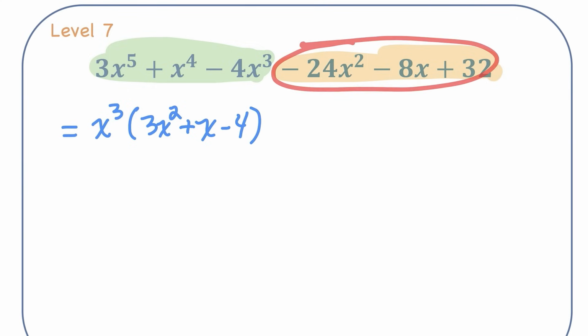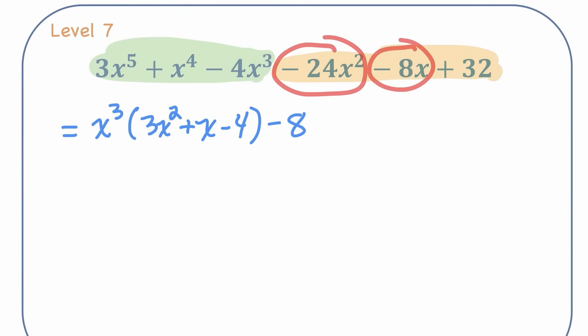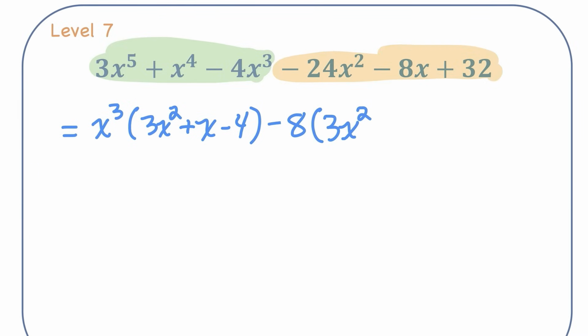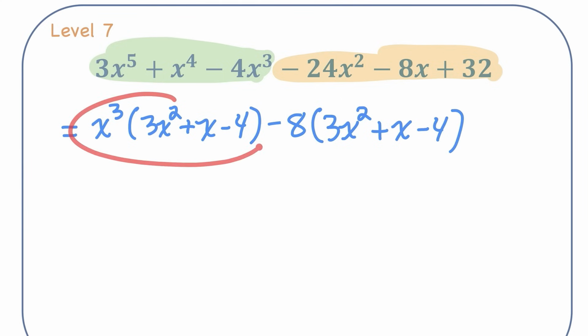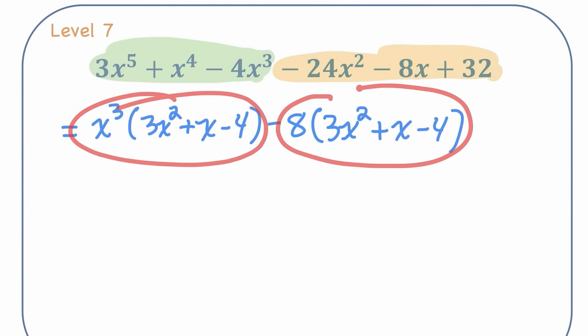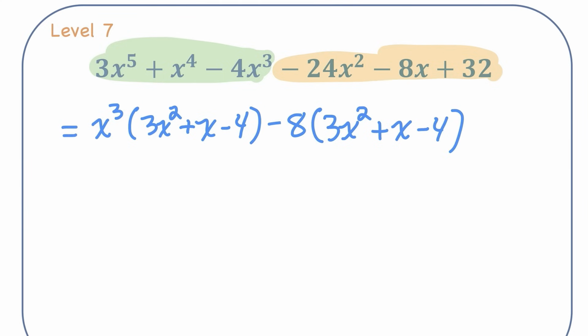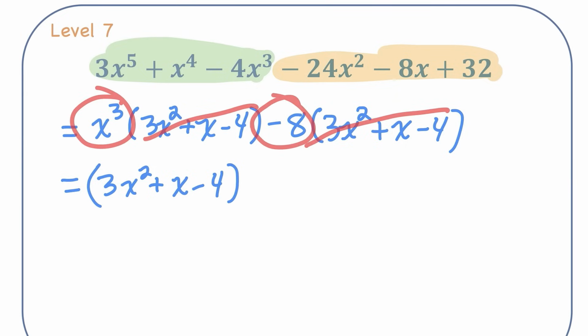From the second group, I can common factor out a negative 8, and then when I divide all 3 of these terms by negative 8, I get 3x squared plus x minus 4. Notice with both of these terms, I have the common binomial of 3x squared plus x minus 4. So I can common factor out the 3x squared plus x minus 4. And when I divide that out from both terms, I'm left with x cubed minus 8.